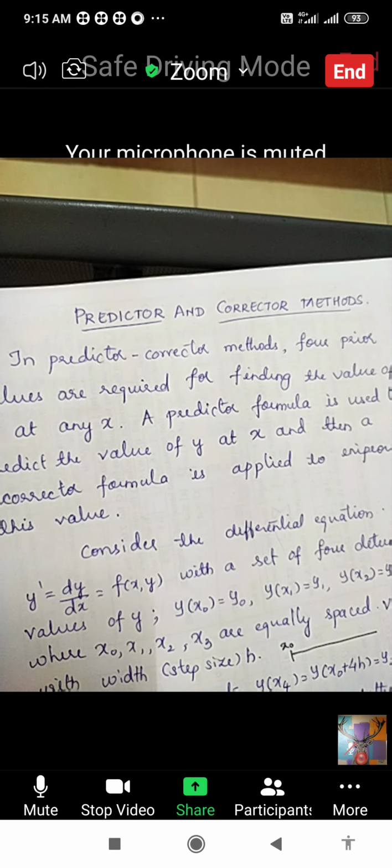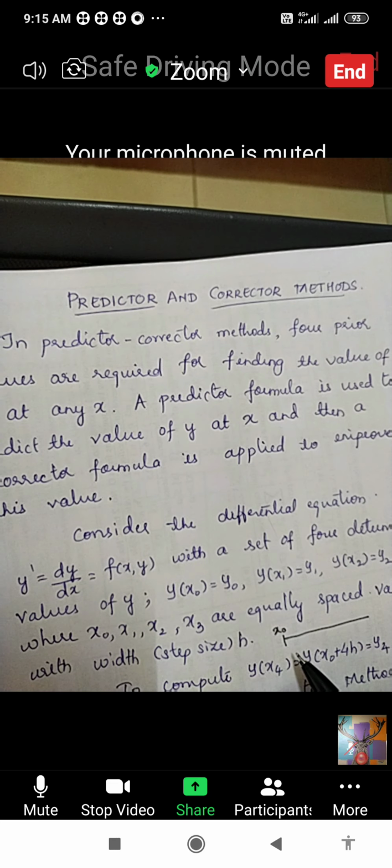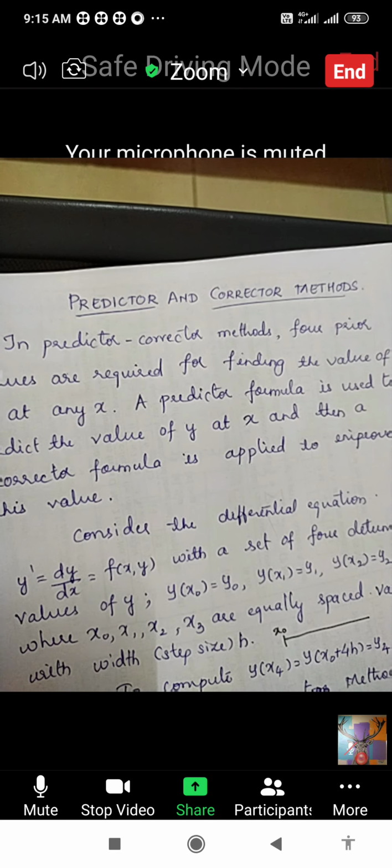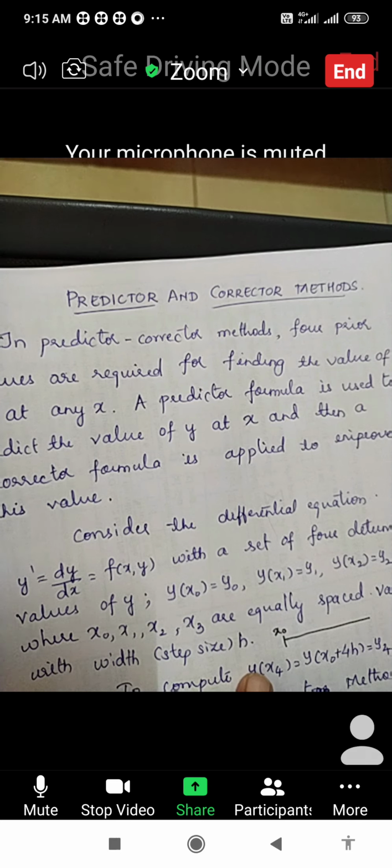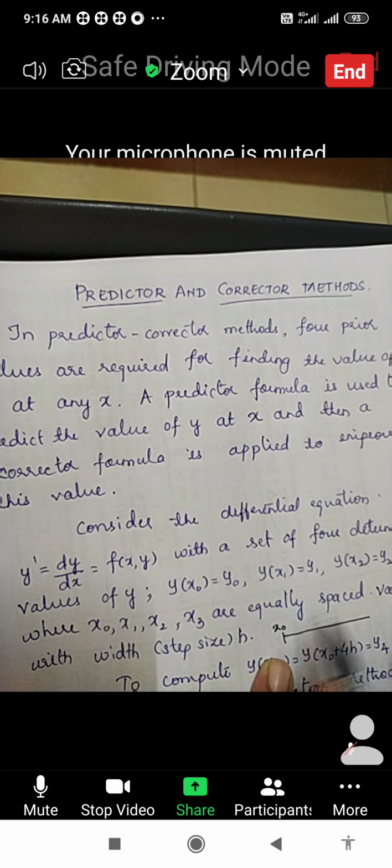What I'm writing, is it visible to you? Can you see it? Please, one of you answer. Okay. I did not get it properly. It's clear? Okay, thank you.